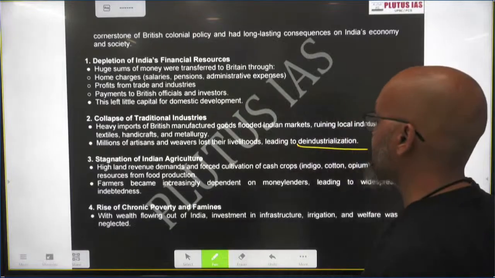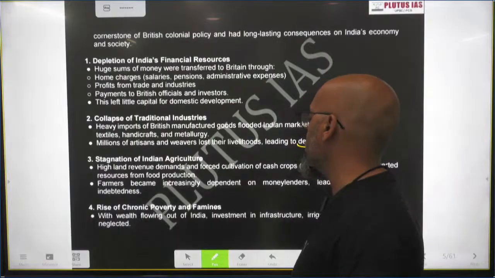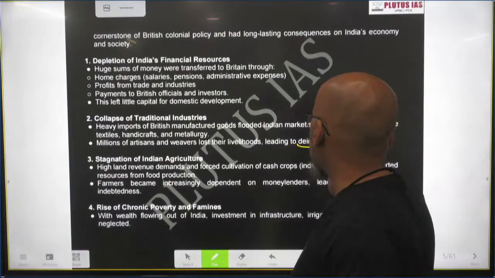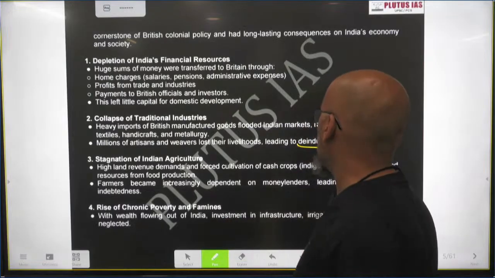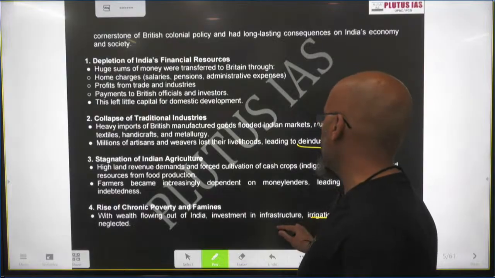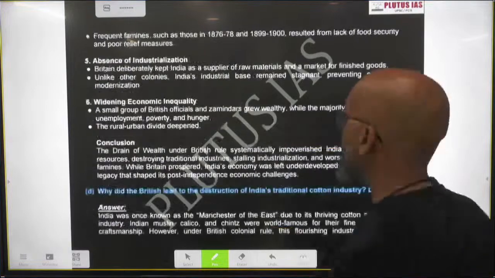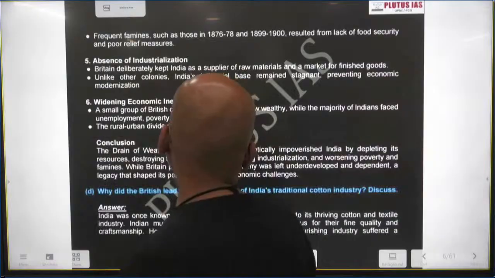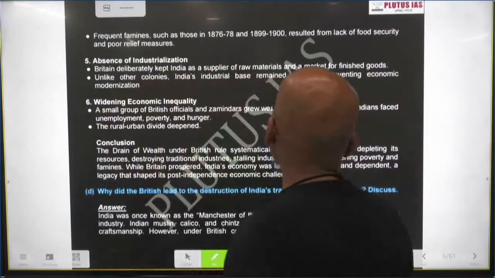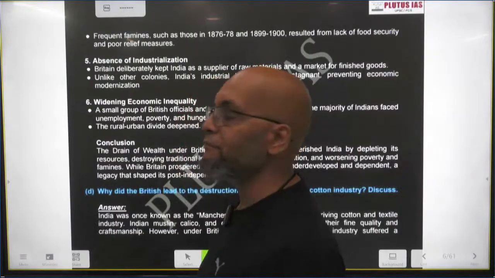Next is rise of chronic poverty and famines. With wealth flowing out of India, investment in infrastructure, irrigation, and welfare was neglected. No focus was laid on the infrastructure development, irrigation, or welfare of Indians. Frequent famines, such as those in 1876-78, 1899-1900, resulted from lack of food security and poor relief measures.